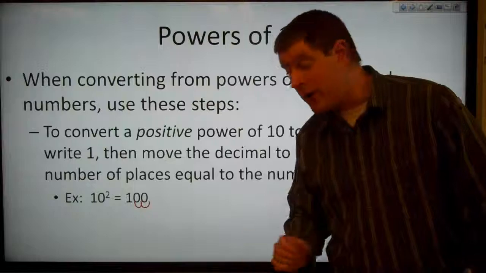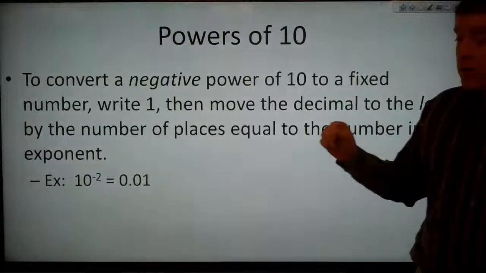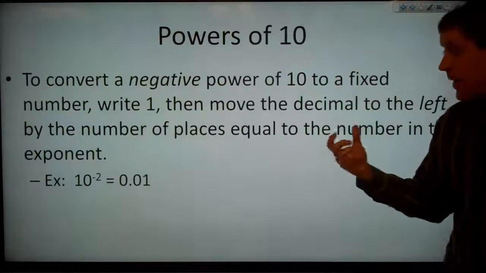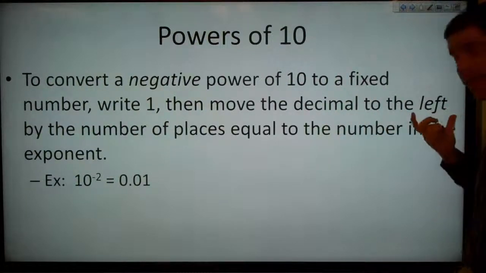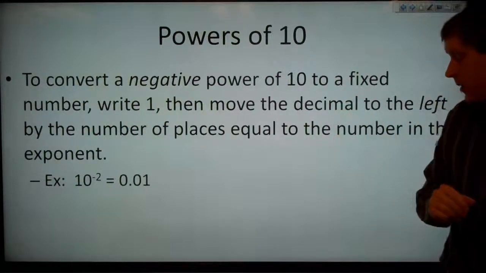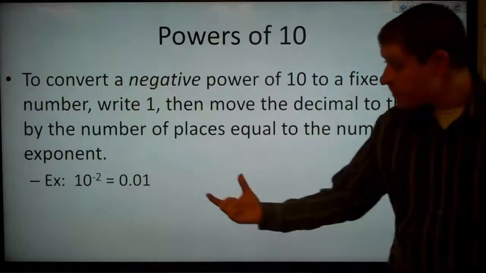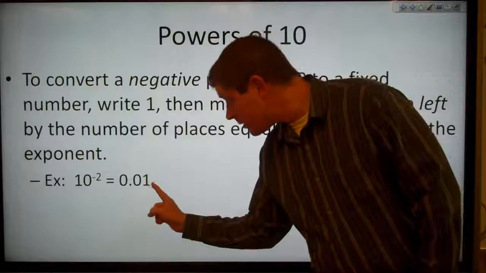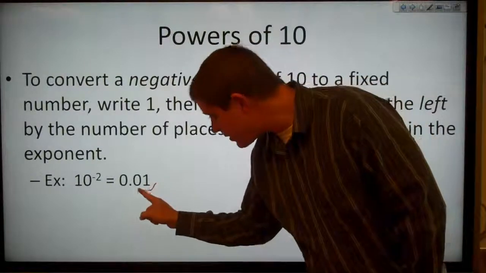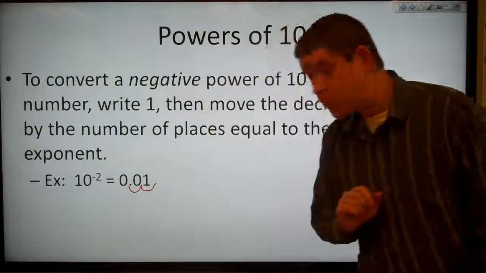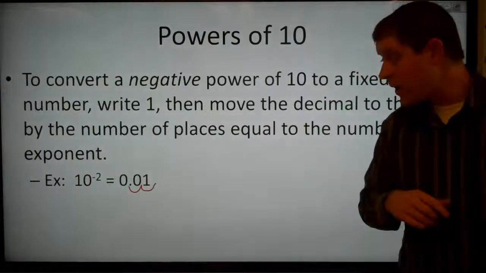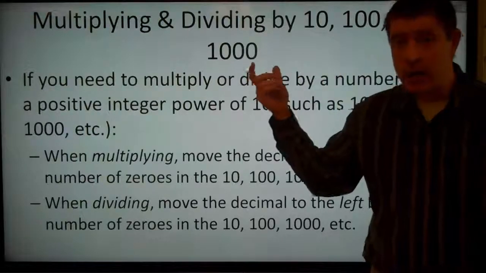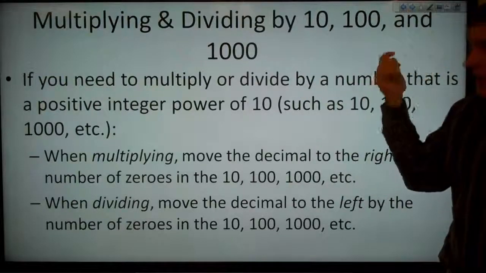So from here, you move it right, and then right again. So we have 100. To convert a negative power of 10 to a fixed number, write a 1, and then move the decimal to the left by the number of places equal to the number in the exponent. So we have 10 to the minus 2, we write a 1, and then we need to move the decimal 2 spaces to the left. So we have 0.01.